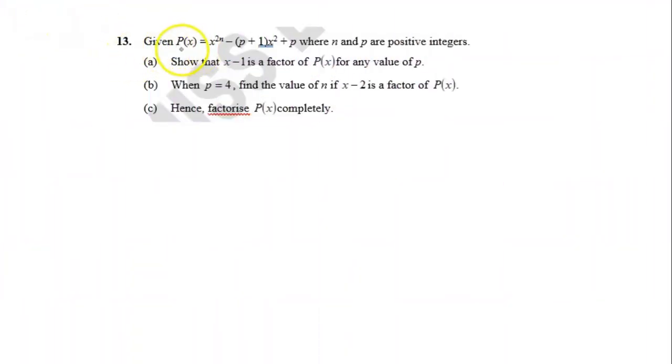Question 13. Given that the polynomial is x to the power of 2n minus (p plus 1) x squared plus p, where n and p are positive integers. For question A, show that x minus 1 is a factor of this polynomial for any value of p. When x minus 1 is a factor, from here we can get x equals 1. So we need to show that x equals 1 is a factor.